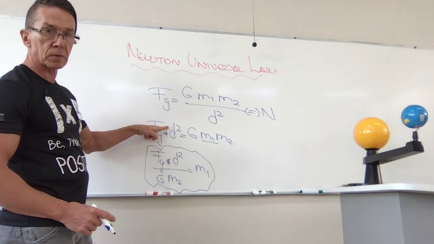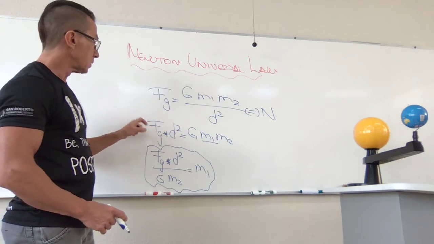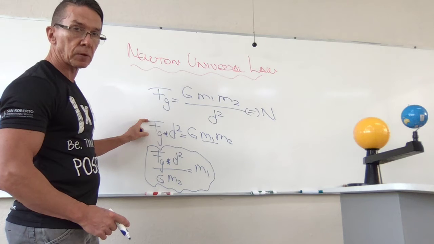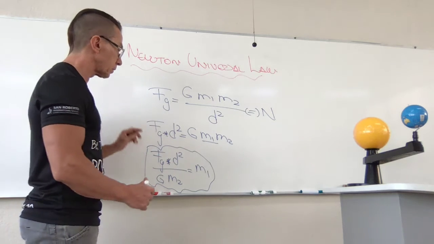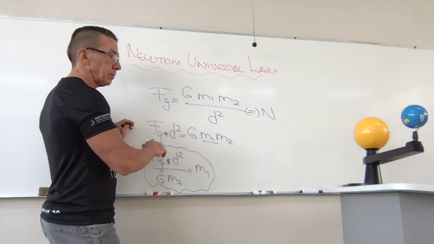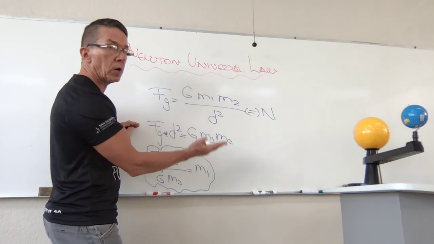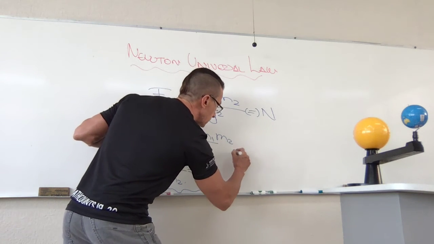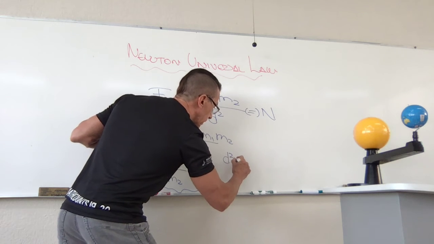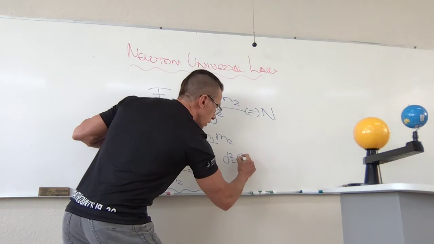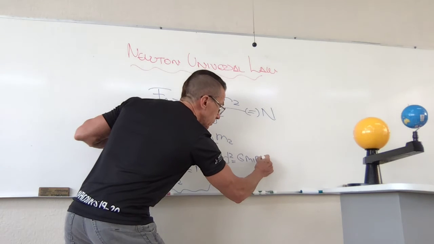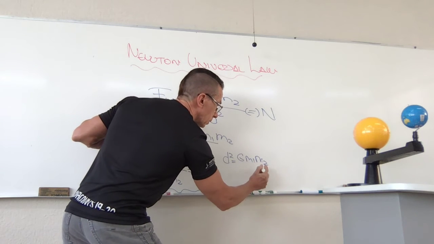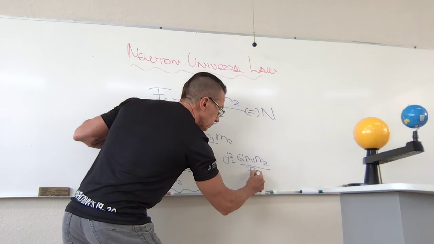But is the distance the one that we want alone now? So, force of gravity that is multiplying will pass dividing to the other side. As I told you, because it's passing dividing, it will go as a denominator. So we'll have distance squared equals G m1 m2 divided by force of gravity.